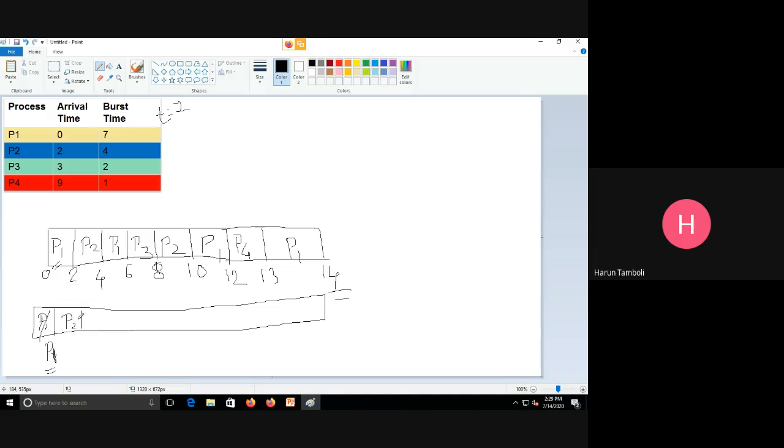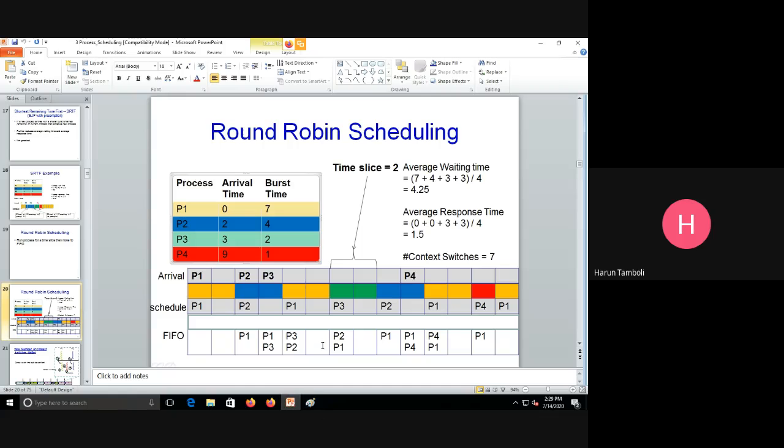So, since P2 is available, P1 will get preempted and P2 will get the CPU. P2 will start the execution.